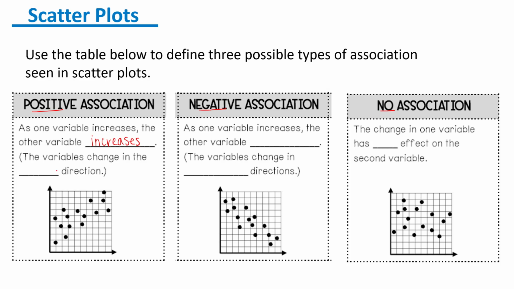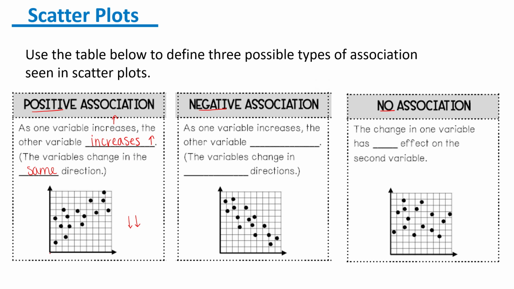All right, so in other words, the variables are going to change in the same direction. So if one increases, the other one increases. If one decreases, then the other one also decreases. So we want our variables to be moving in the same direction for them to be positive.